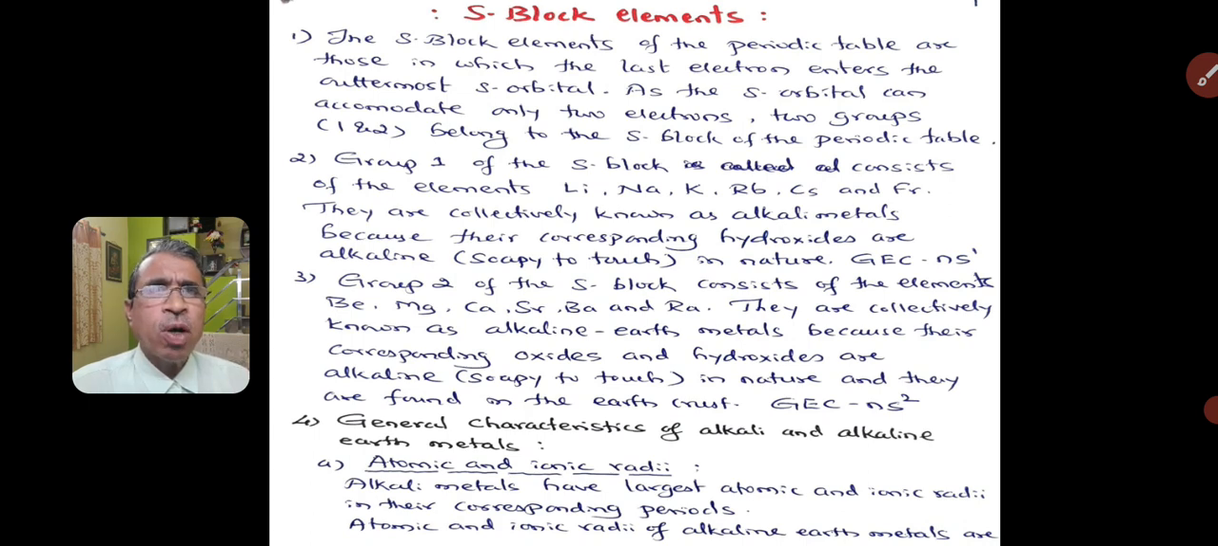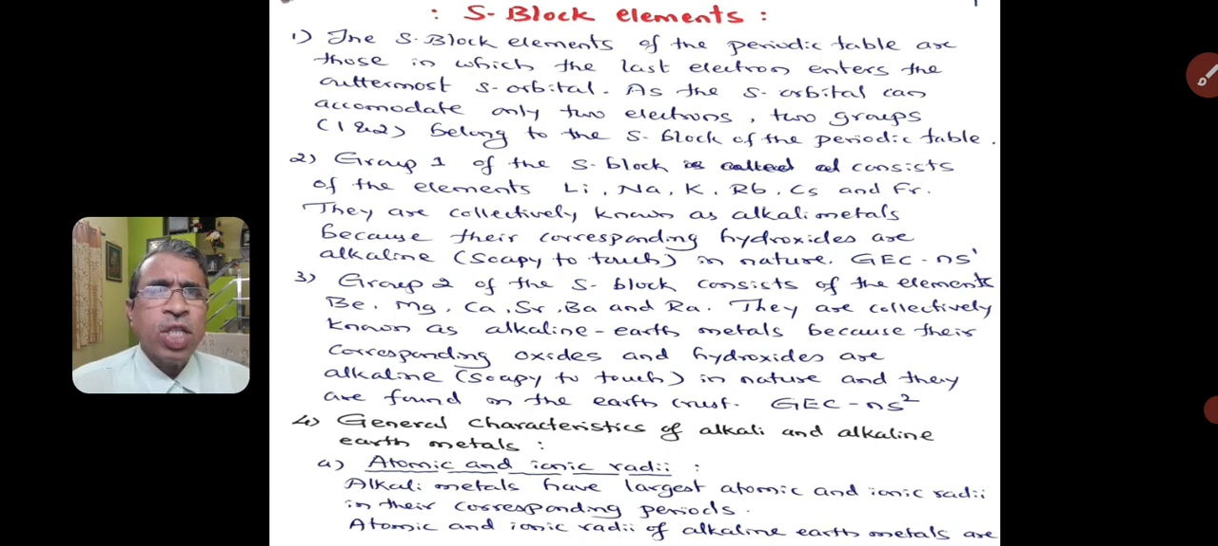Group 2 of the S block consists of the elements beryllium, magnesium, calcium, strontium, barium and radium. These are collectively known as alkaline earth metals because their corresponding oxides and hydroxides are alkaline in nature, that is soapy to touch, and they are all found in the earth crust. The general electronic configuration of alkaline earth metals is ns2.